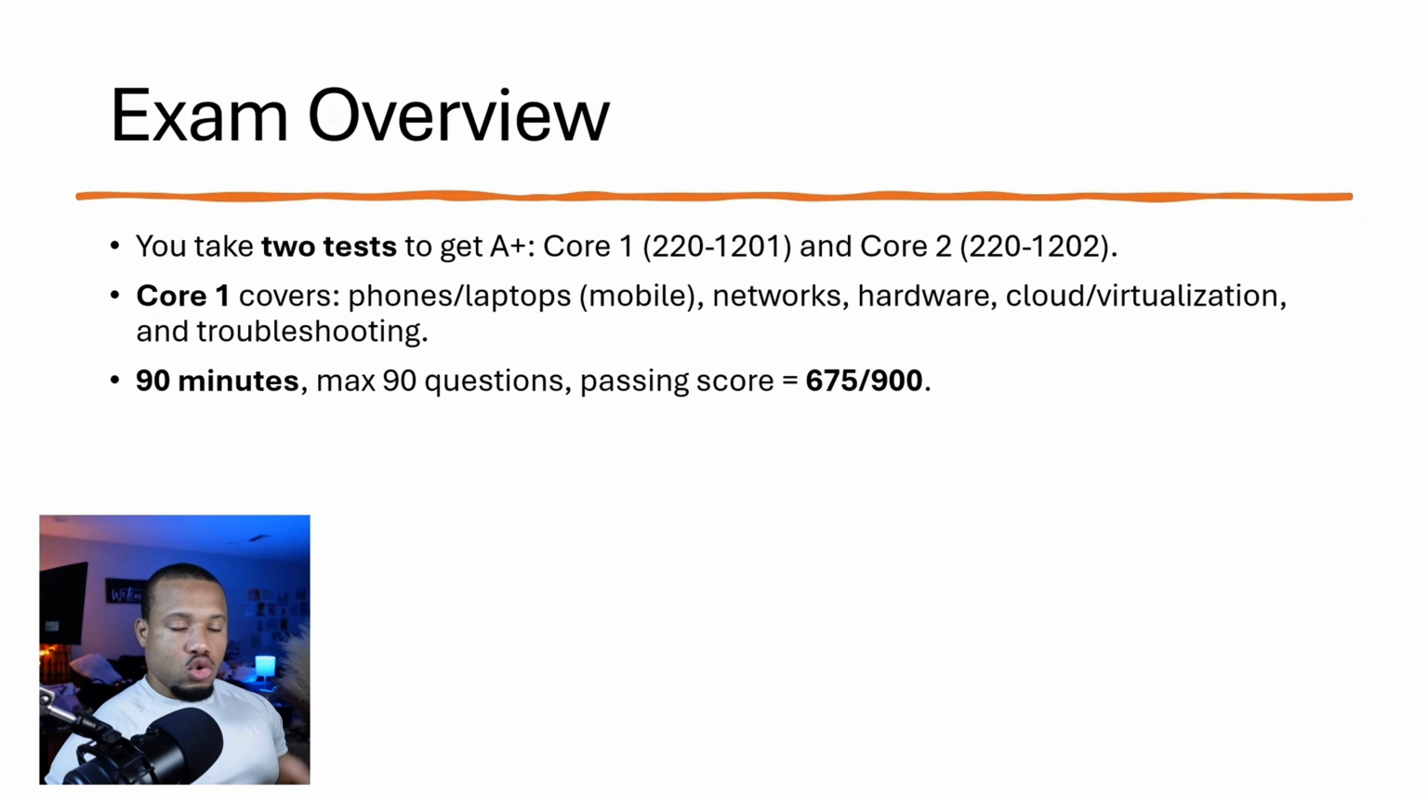Now, this exam is a two-part exam, right? To get A Plus certified, you got to take two parts, the Core 1 and then the Core 2. This reviews the Core 1 and it covers phones, laptops, mobile devices, networks, hardware, cloud virtualization, and troubleshooting, okay? You have 90 minutes, max 90 questions, and you have to score about a 675 out of 900, okay? Which is very doable as long as you put that work in and you study, right?